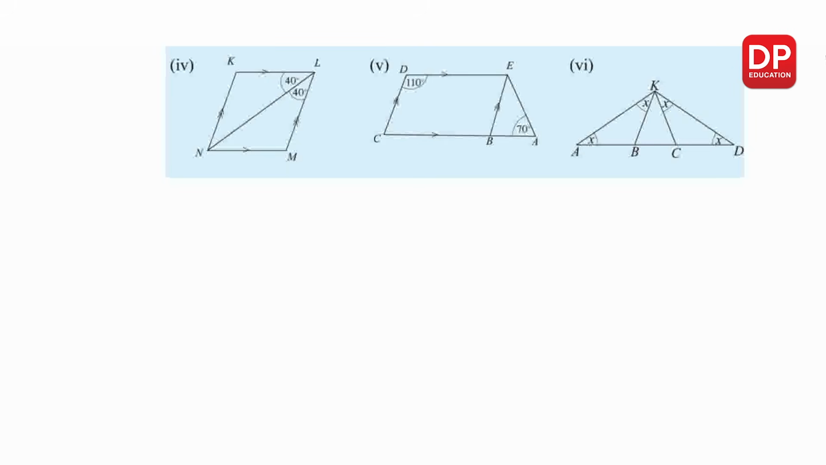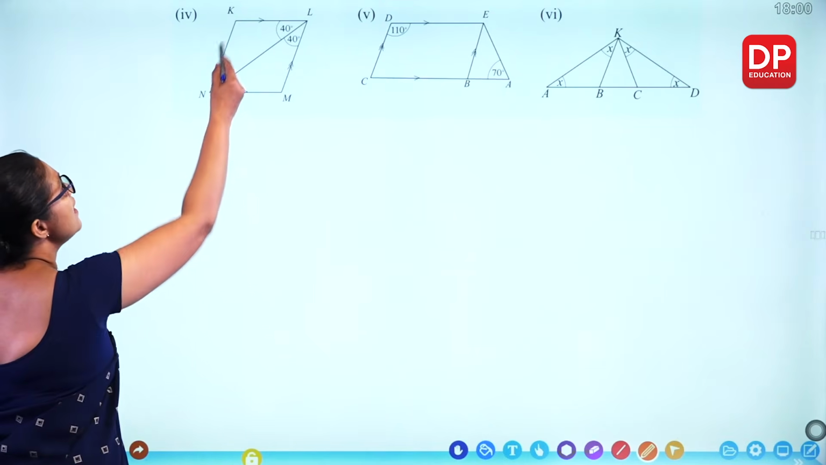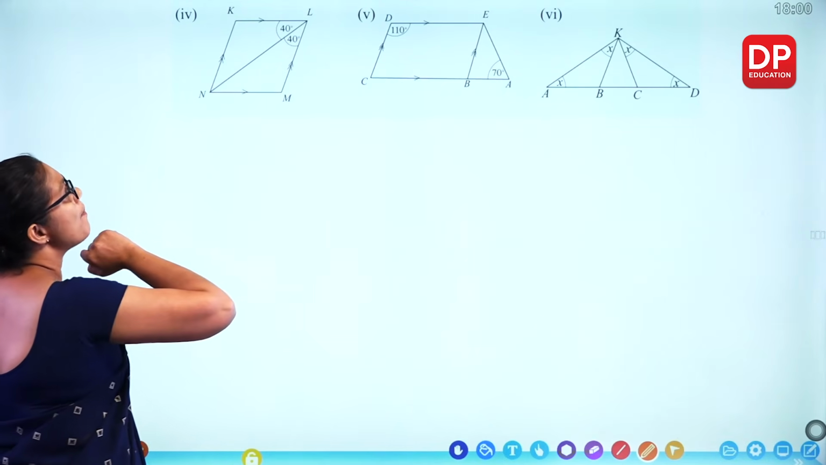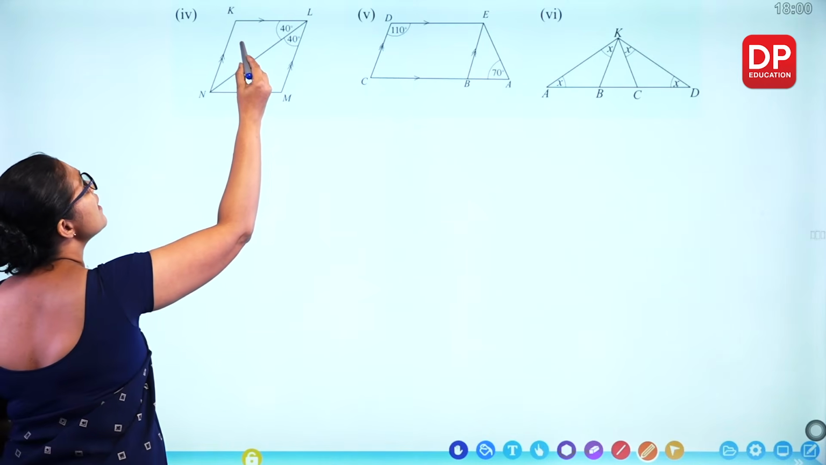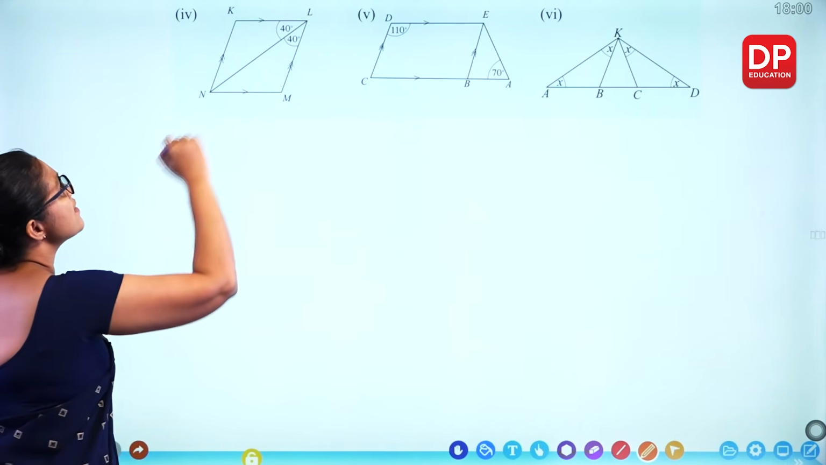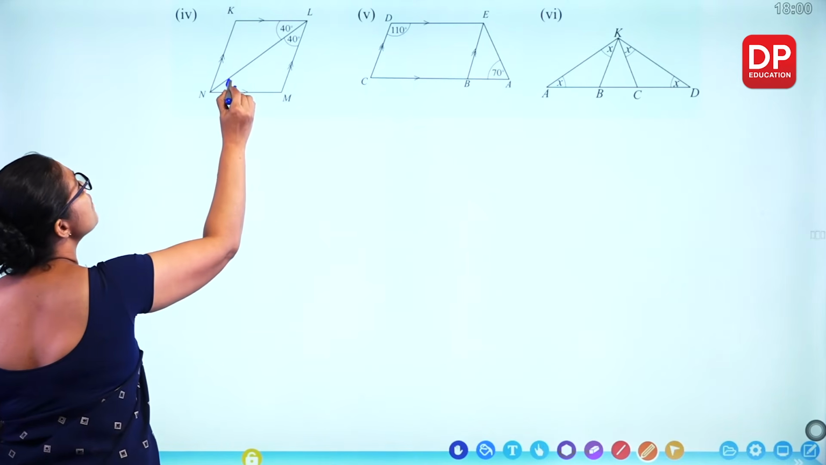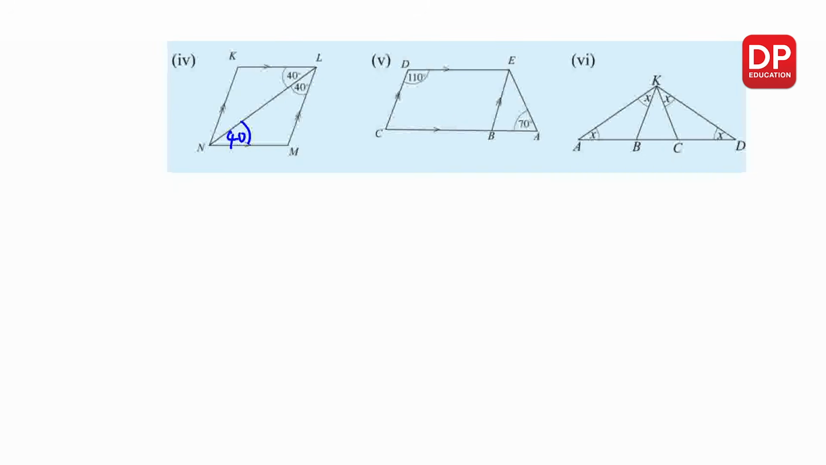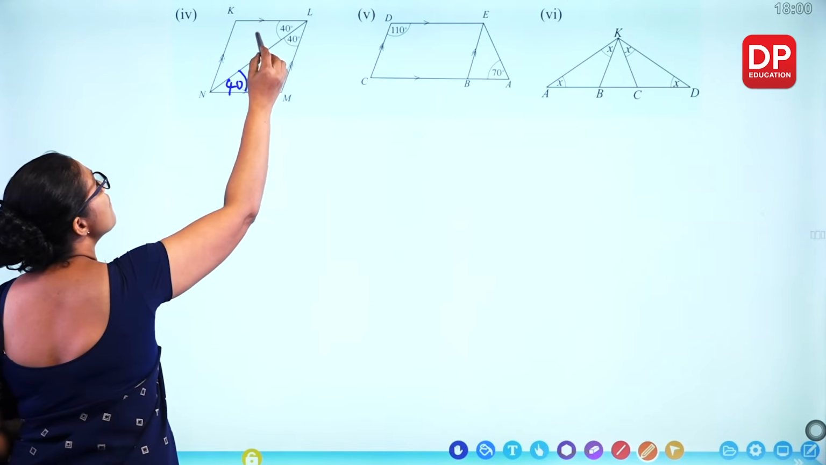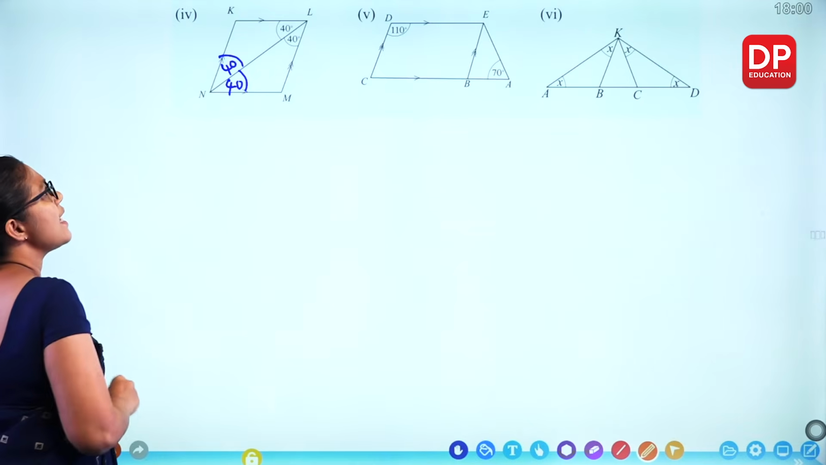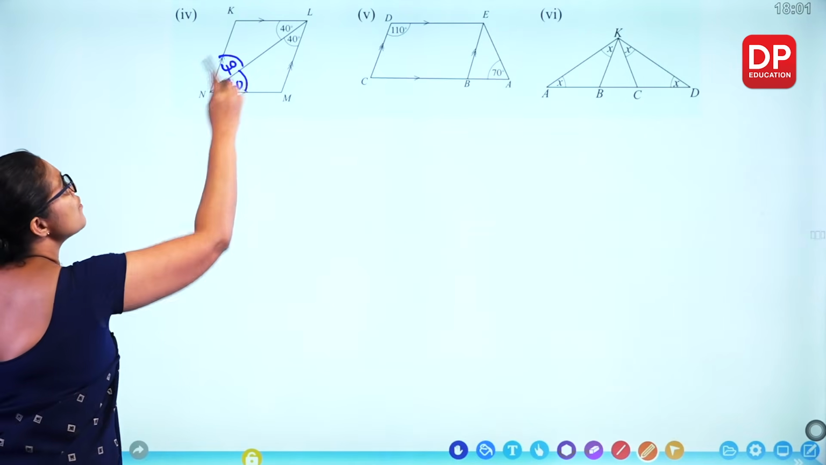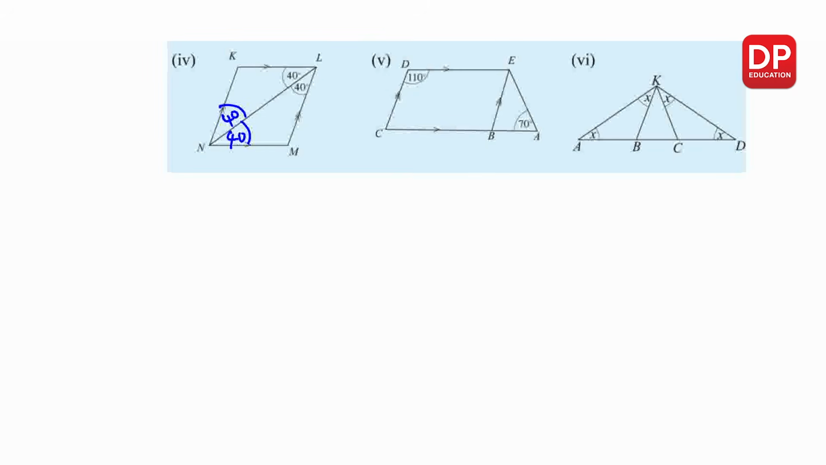Now we'll move to the next part. In this question, you have given KN and LM both are parallel and KL and NM also parallel. So here, what can you say about this? If this is 40, this is 40 because of alternate angles. If this is 40, this is also 40 because of alternate angles. What can you say about this triangle? This side is equal to this side.